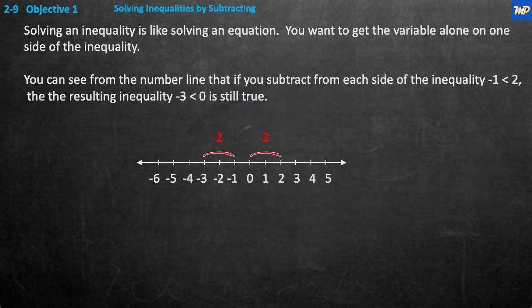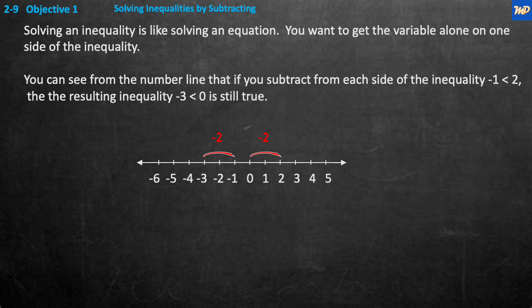Objective 1. Solving inequalities by subtracting. Solving an inequality is like solving an equation. You want to get the variable alone on one side of the inequality. You can see from the number line that if you subtract from each side of the inequality, here the inequality of -1 is less than 2, the resulting inequality, -3 is less than 0, is still true.